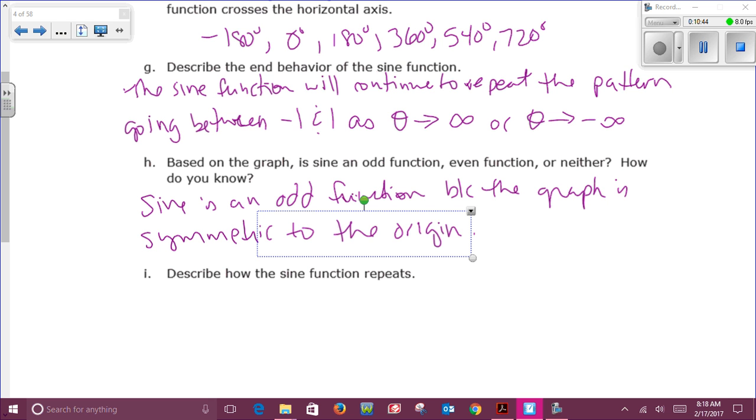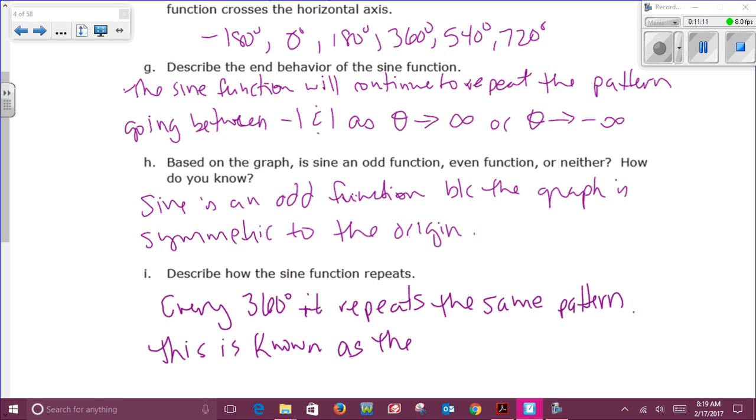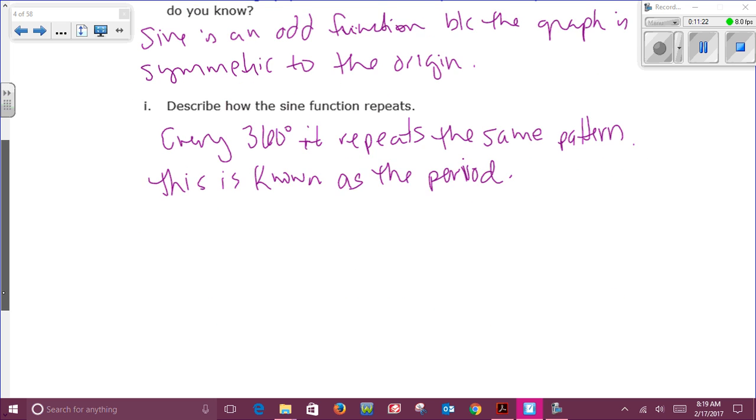Describe how the sine repeats. Well, it's every 360 degrees because that's one cycle around the circle. It repeats the same pattern. This is known as the period. How long it takes to complete one cycle is what we call the period. All right. And that's it for that page.